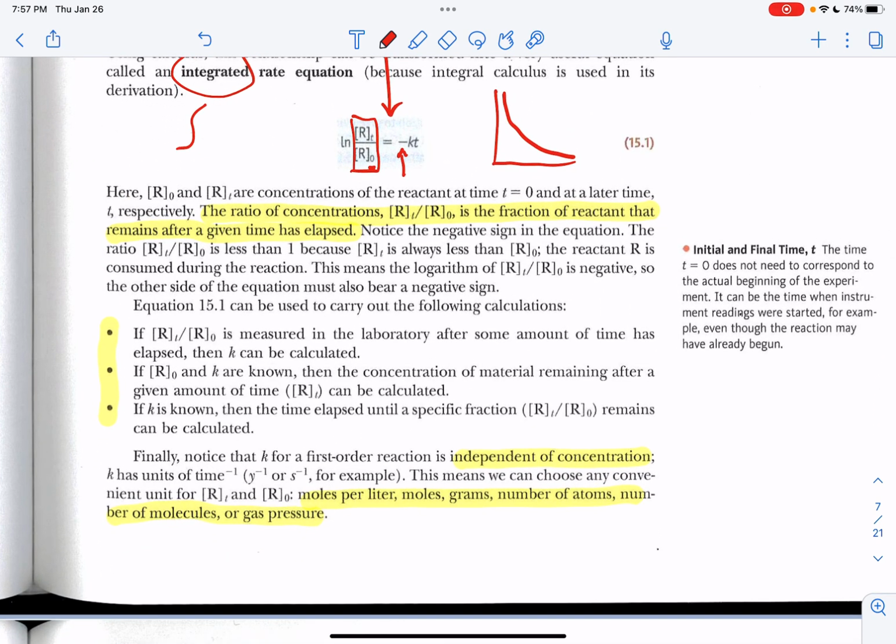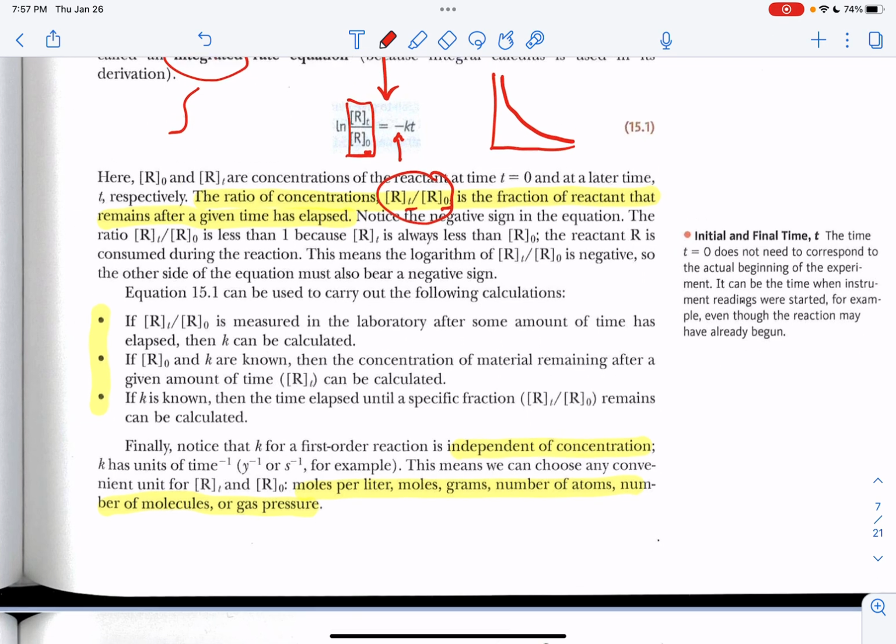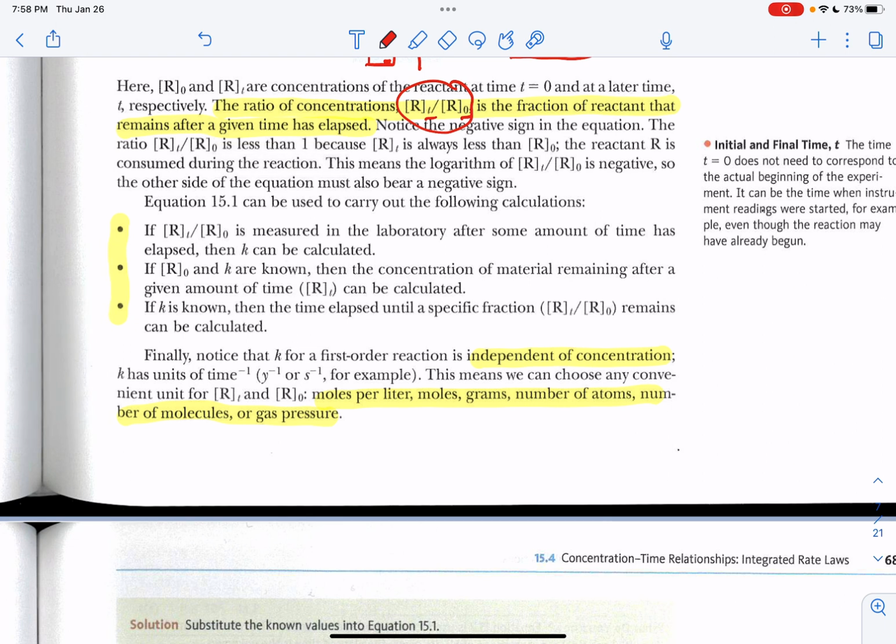Sometimes we don't really care about the concentration at time t or the concentration that I started with. All we care about is the fraction, which we can convert into a percentage change. And this is a first order rate law, but rate laws in general, you see, have these advantages that are in the bullet points.